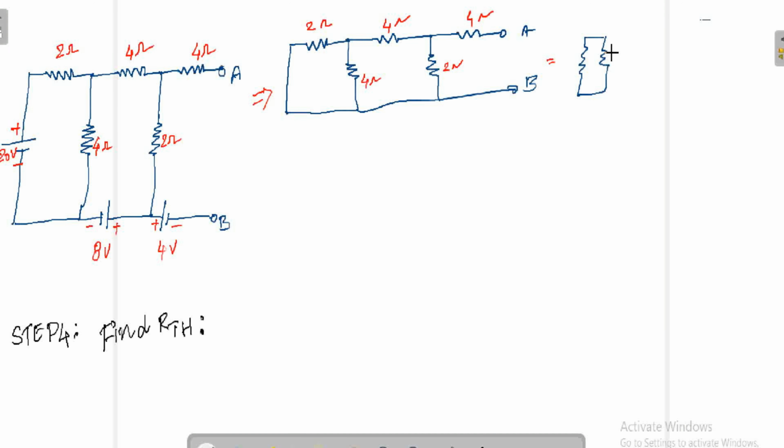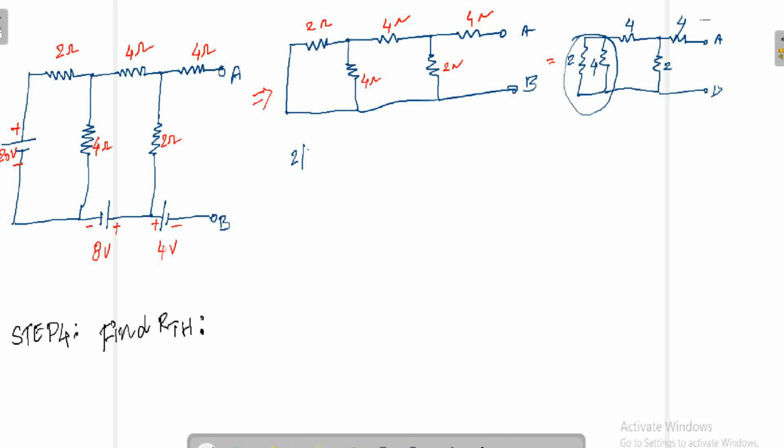So this is your 2 ohms, 4 ohms, and here you are having one more 4 ohms, and this is your 2 ohms, and this is your 4 ohms, and this is the point A, and this is the point B. Now tell me, this is your 2 ohms and this is your 4 ohms. How are these two? These two look like a parallel. So you can replace these 2 ohms and 4 ohms which are in parallel. What will you get here? By replacing these two, here you have a 4 ohms, a 2 ohms, and a 4 ohms.